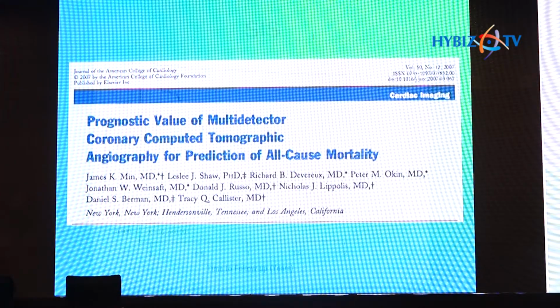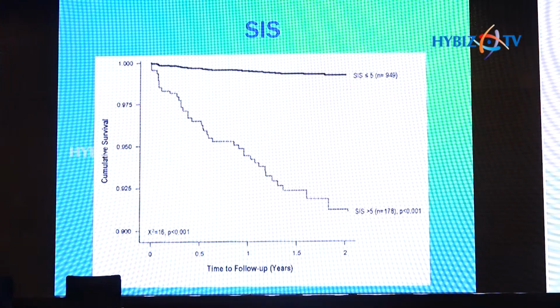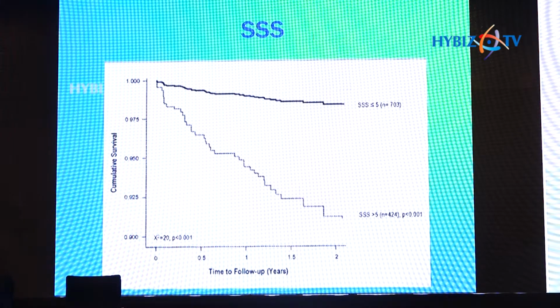And when we looked at mortality, we could see that the more plaque that you had, that is an SIS score of more than 5 segments, you can see the survival comes down. And this is Leslie Shaw's data from Emory, I mean the Cedars-Sinai... Stenosis Institute. And if you have a higher degree of stenosis, again, the mortality increases.